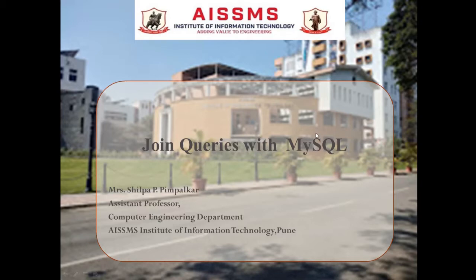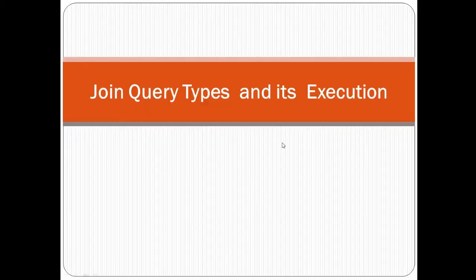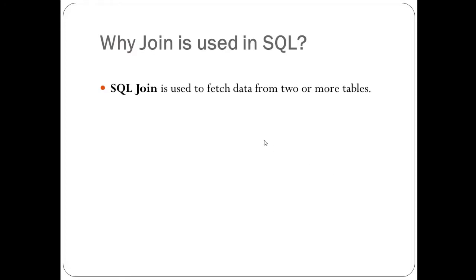Today we'll see join query types and its execution with MySQL. First we'll discuss why join queries are required in DBMS. SQL join allows you to fetch data from multiple tables. If you are designing any application where two or more tables are created and you want to generate reports based on these tables, you can use SQL join, which allows you to create a report based on multiple tables.